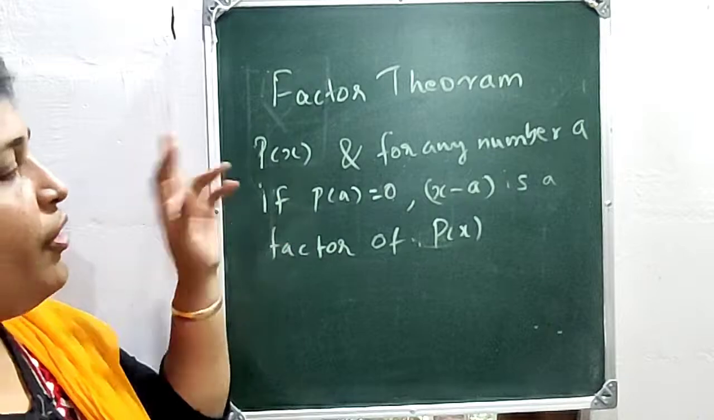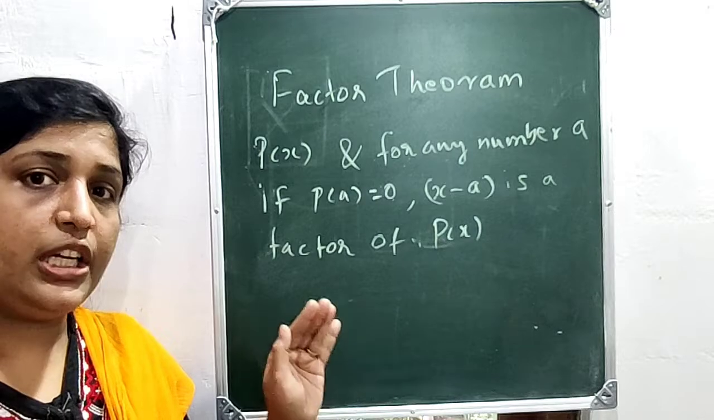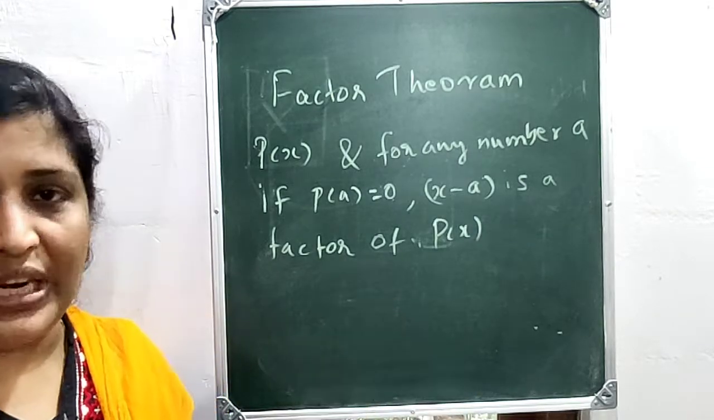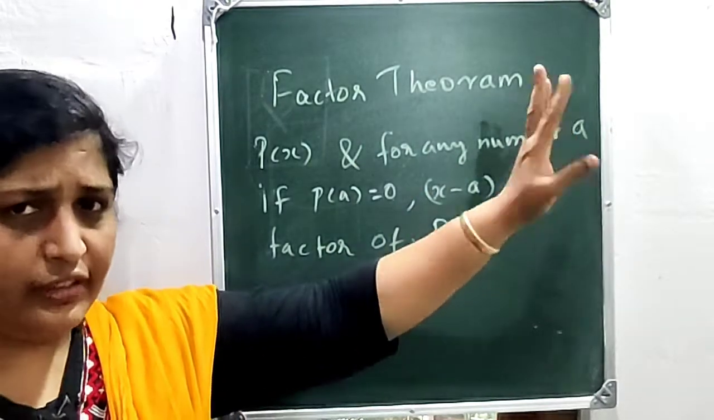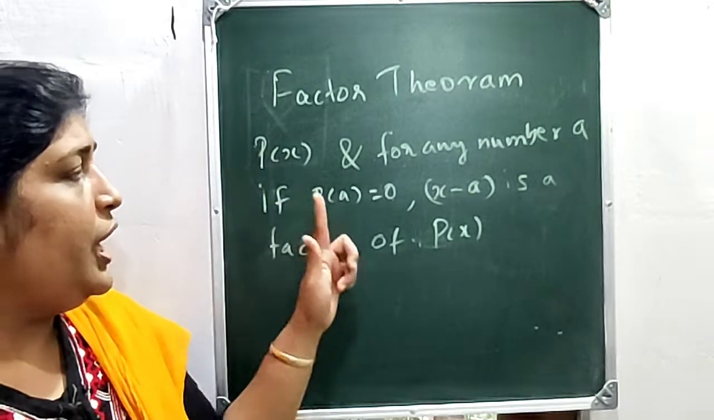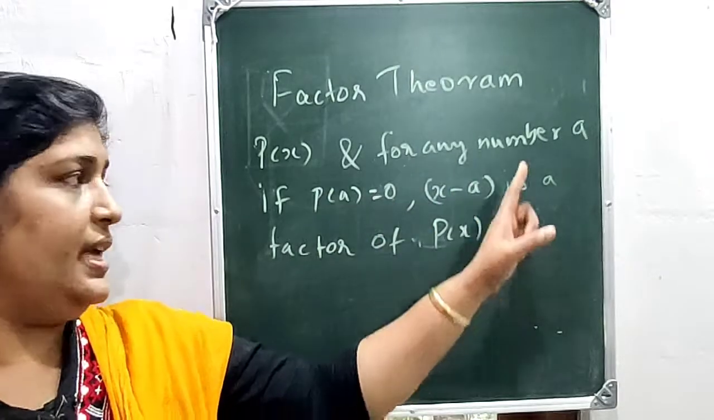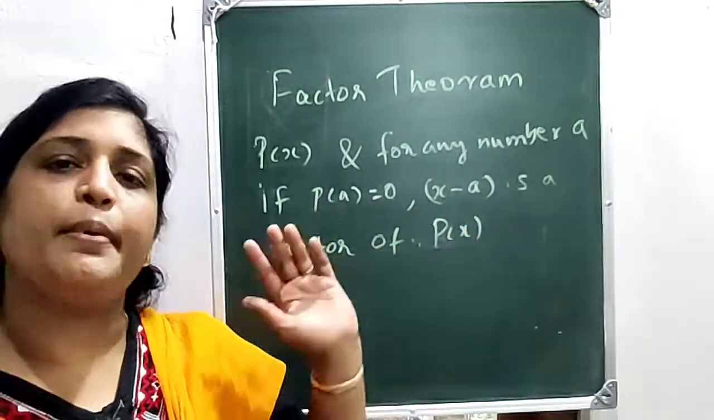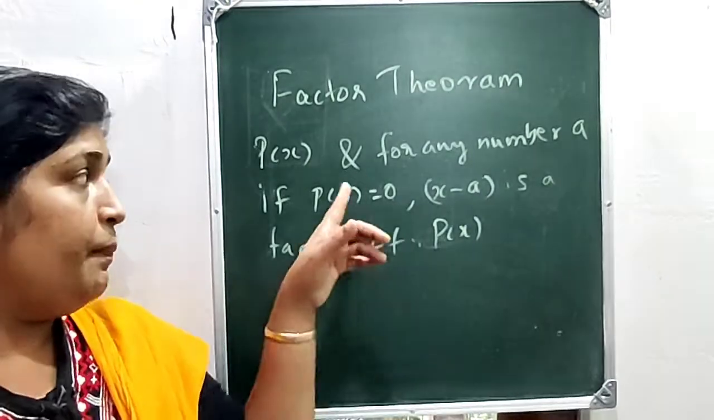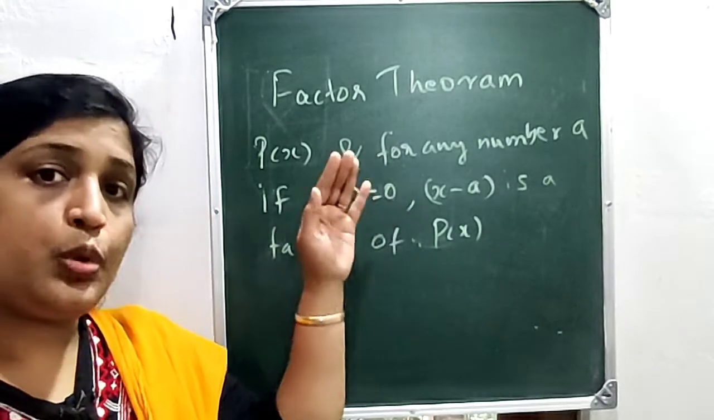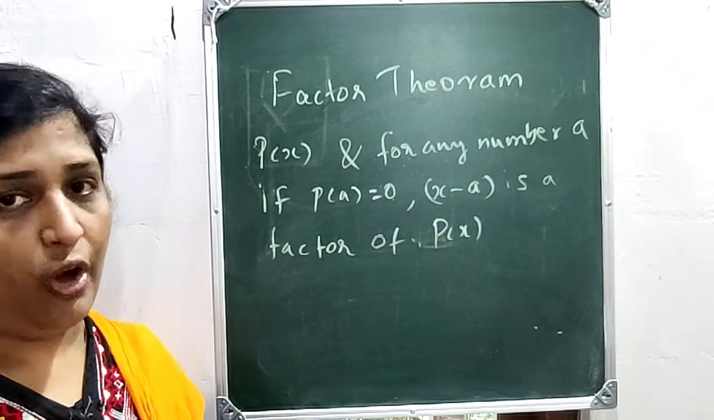P of x is any second degree polynomial. You can take any second degree polynomial like this. And for any number a, if P of a is equal to 0, then we can say that x minus a is a factor of the polynomial P of x. If we take any number a such that P of that number is equal to 0, then x minus a is a factor of P of x.